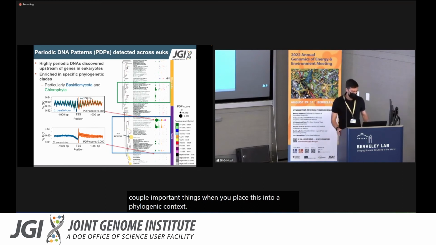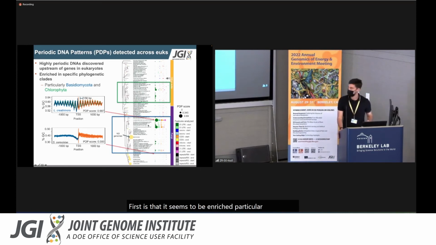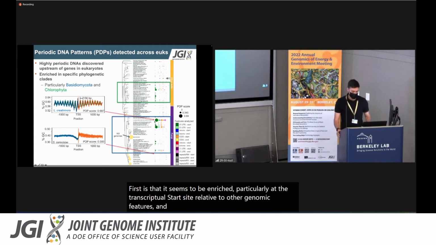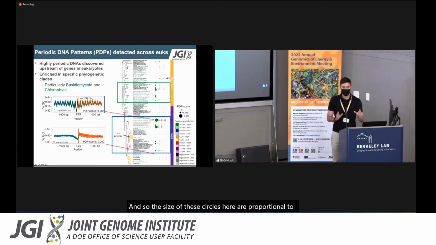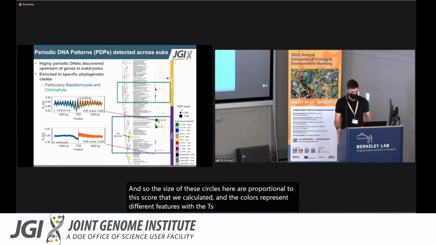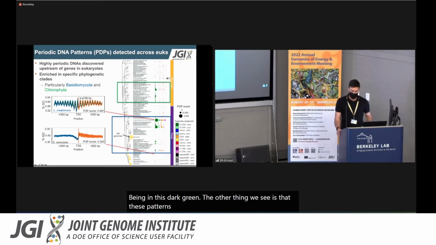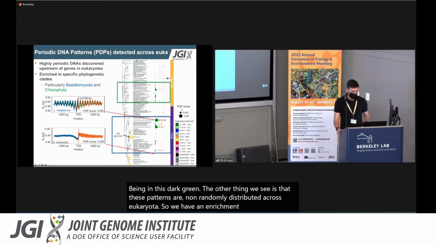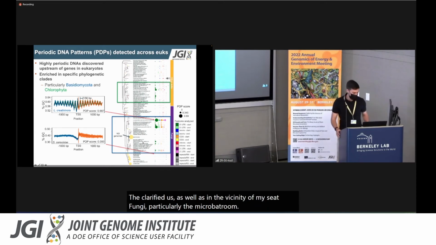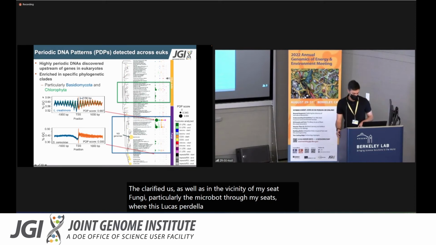Then you learn a couple important things when you place this into a phylogenomic context. First, it seems to be enriched, particularly at the transcriptional start site relative to other genomic features. The size of these circles is proportional to the score that we calculated, and the colors represent different features, with the TSS in this dark green. The other thing we see is that these patterns are non-randomly distributed across eukaryota. We have an enrichment in the green algae, the chlorophyta, as well as in the basidiomycete fungi, particularly the microbotryomycetes, where this Leucosporidiella lineage is from.